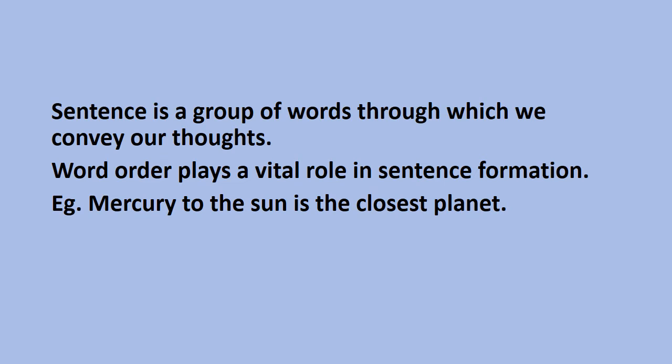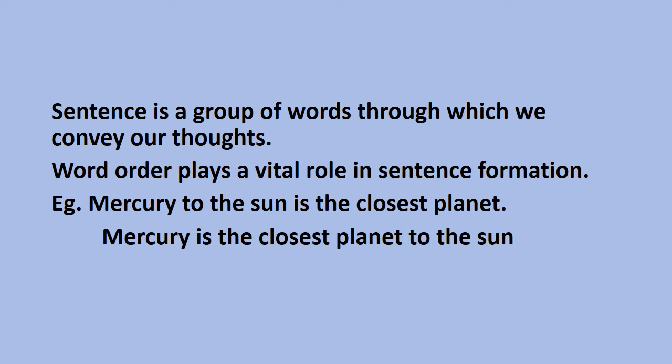But can we get any meaning from this? No. It is a group of jumbled up words which doesn't convey any meaning. So, we will have to rearrange the words and make a proper sentence, which goes as: Mercury is the closest planet to the sun. Now see, the word order is changed and you are able to get the complete meaning, and this is what this video is all about. So let's start with the word order.